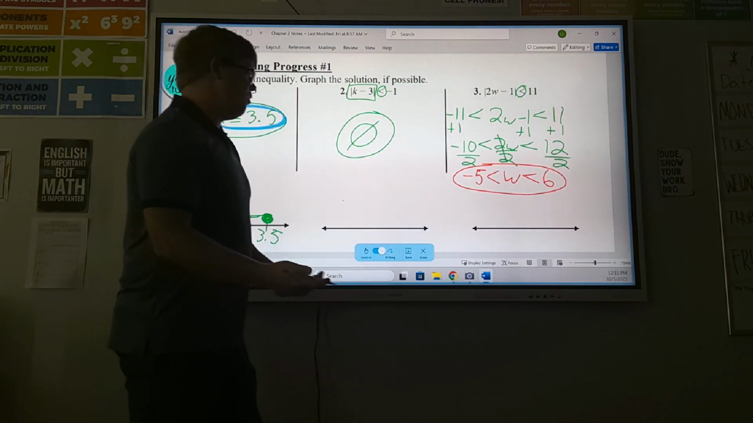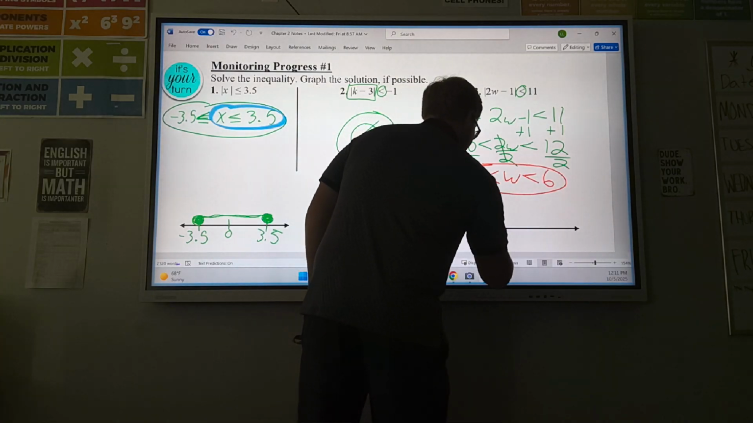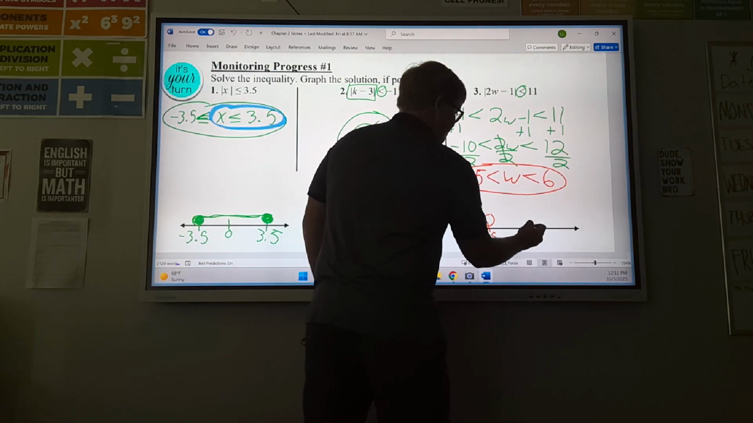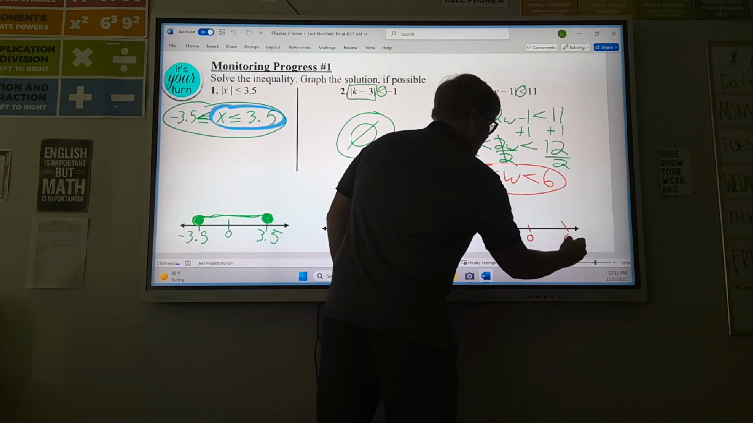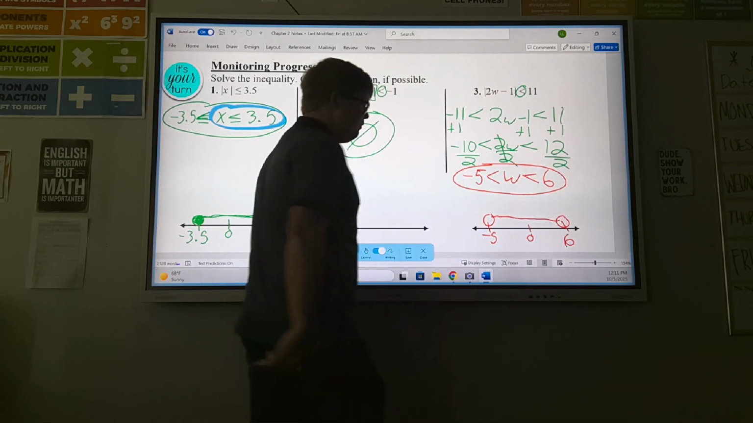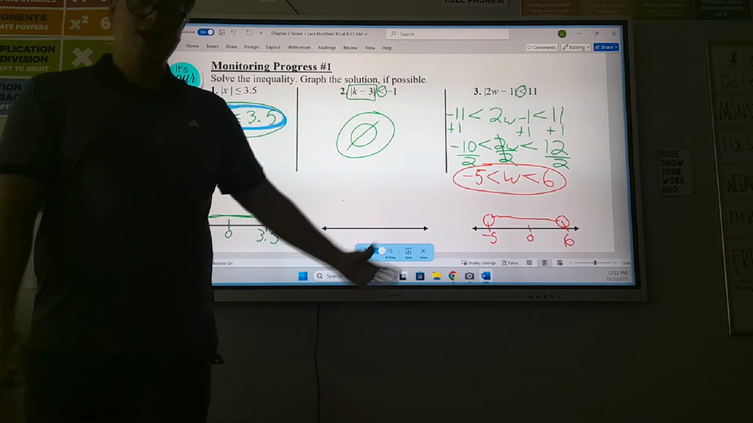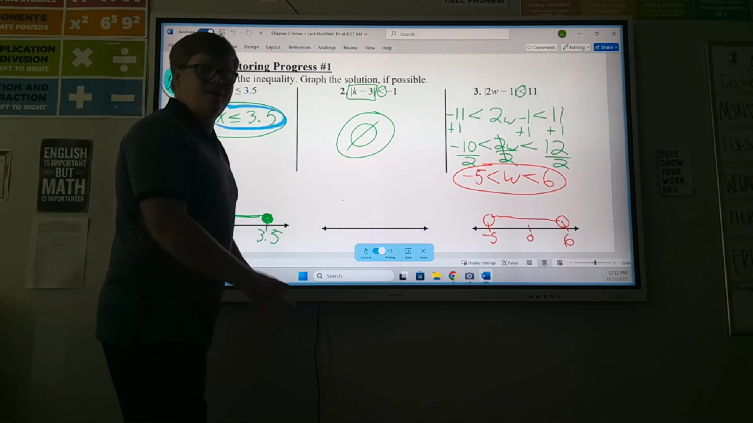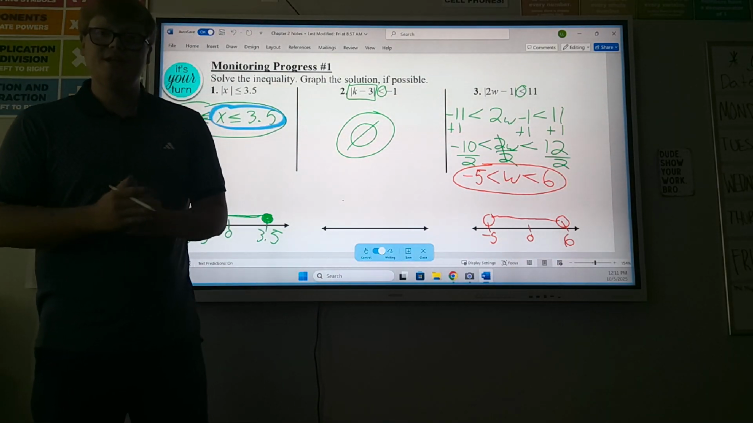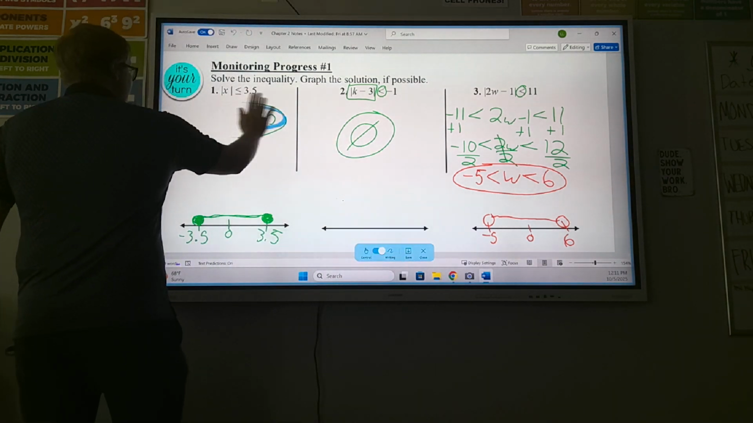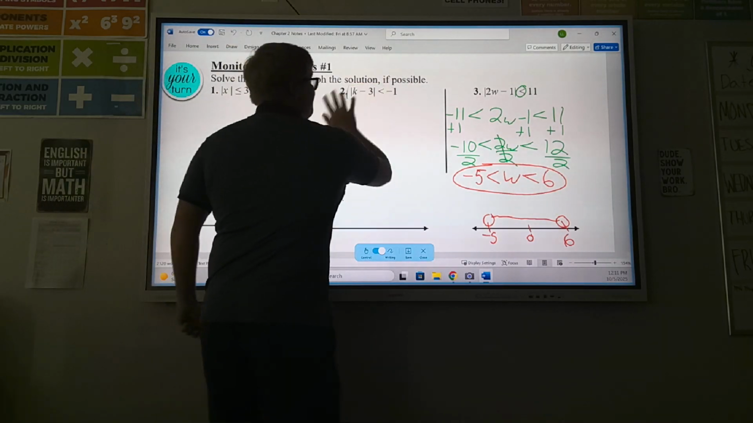Okay, your graph, you should have had an open circle on a negative 5, open circle on a 6, and they are going together. It's an and compound inequality with an and graph. We have nothing to worry about. We're going to move on. Again, if that does not make sense, please email me or ask me in class. We're going to move on. We're almost done.